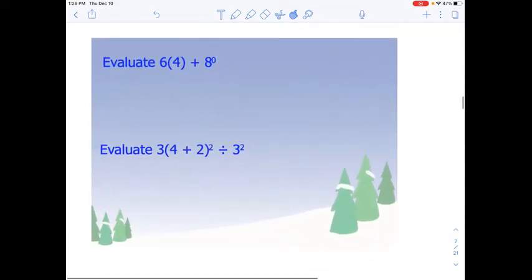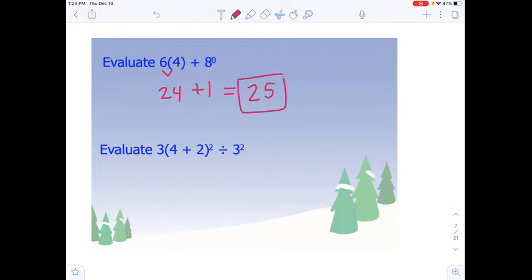So to practice that, the first example is 6 times (4 plus 8 to the 0 power). So first thing is parentheses. Yes, there's parentheses here, but there's nothing to do inside of the parentheses. So then I go on to exponents. Well, 8 to the 0 power, remember anything to the 0 power is 1. So this is going to be something plus 1. Then we move on to multiplication. 6 times 4 is 24. And now we can add. 24 plus 1 is 25.